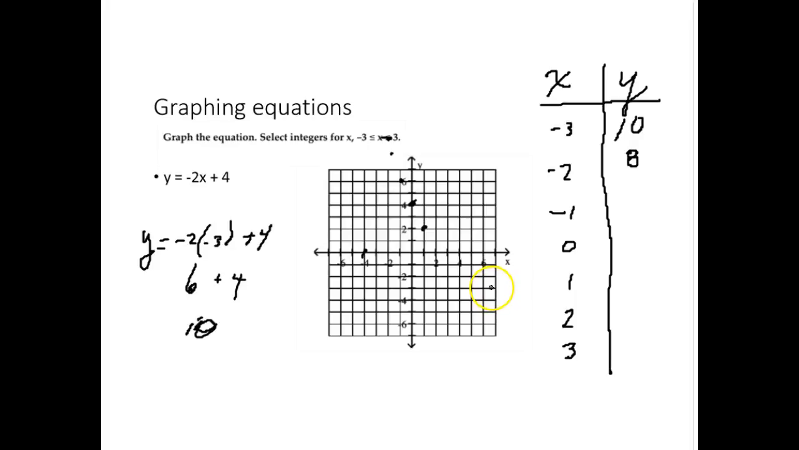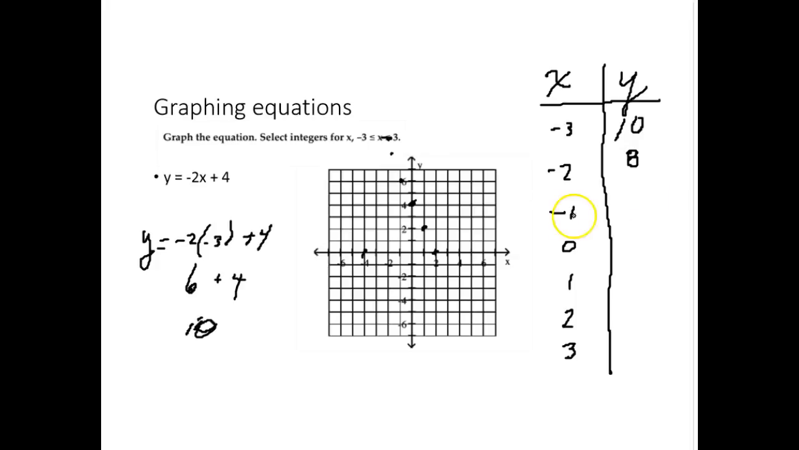3 times negative 2 is negative 6, plus 4 is negative 2. Wait a minute, I need to do the 2, don't I? 2 times negative 2 is negative 4. That makes it a 0 right there at positive 2. So there that is. Then positive 3.